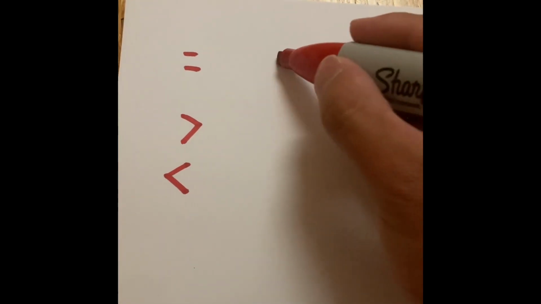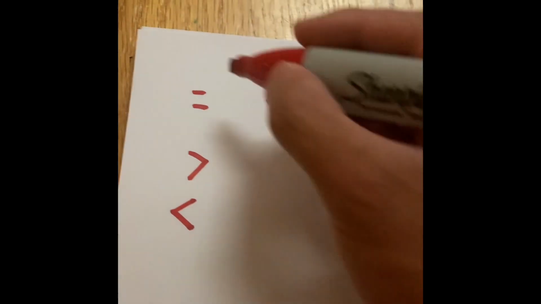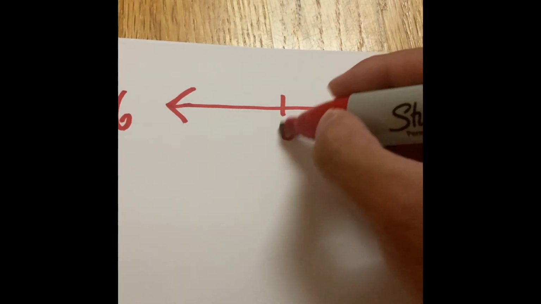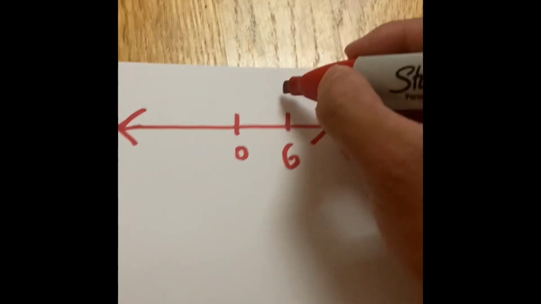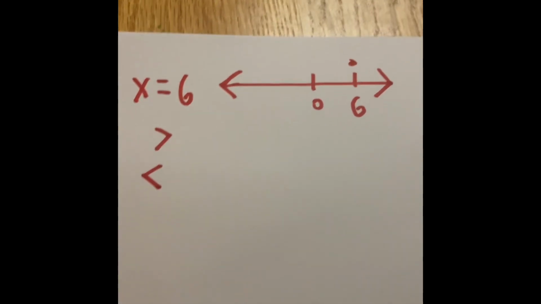If we try to show that on a graph, for example, let's say x is equal to 6. If this is 0 right here, then 6 is right there, and you place a dot right there. That is the equal sign.